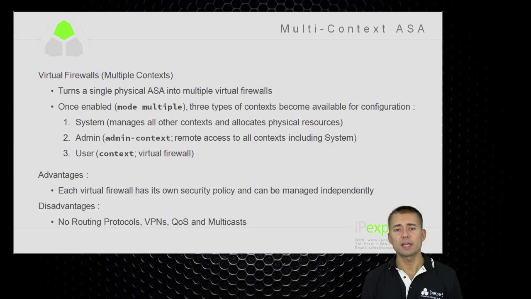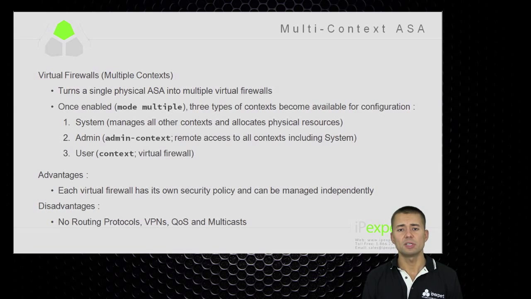So by default, if you want to access the system execution space, you have to use a console session. You have to connect with the console cable, because this is going to be the only way you can access it. Now, versus if you want to access the system execution space remotely, you have to first configure an admin context and connect to this admin context.